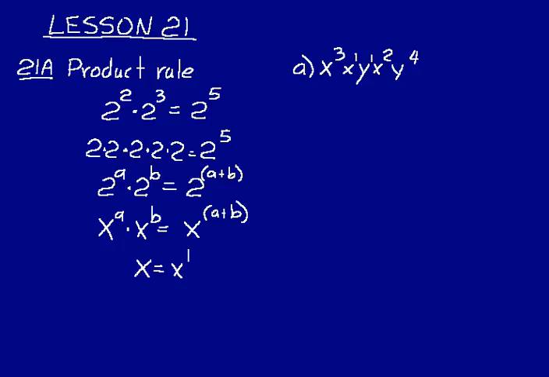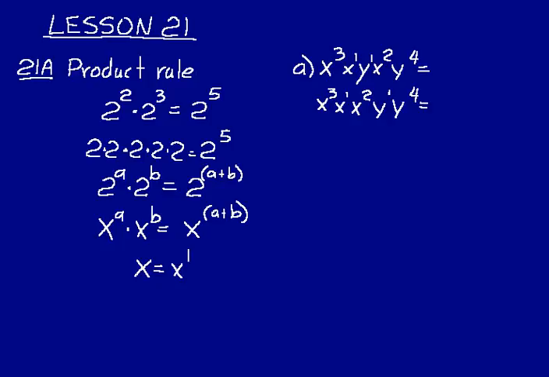Now, another thing we can do, we know in multiplication that the order of the factors does not matter, so we can get all the x factors together and all the y factors together. And so let's just do that. X to the third times x to the 1 times x squared times y to the 1 times y to the fourth.